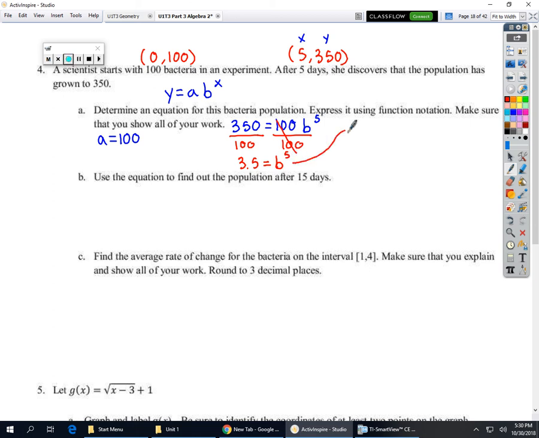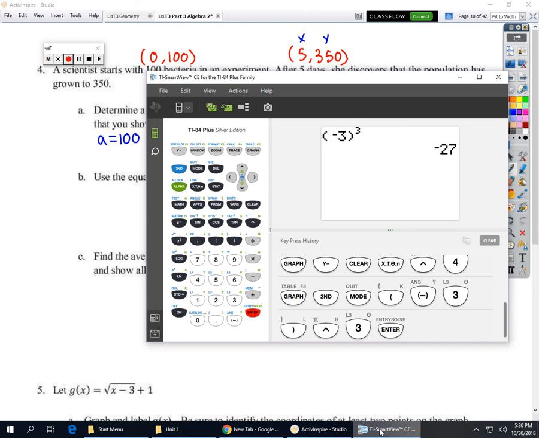Let me move here, ran out of space. So how do I get rid of that? I need to take the fifth root of both sides. So I'm going to take the fifth root, 3.5, the fifth root of b to the fifth. What happens? The 5 and the root cancel out. So that means the fifth root of 3.5 equals b. This is where your calculator will come in handy.